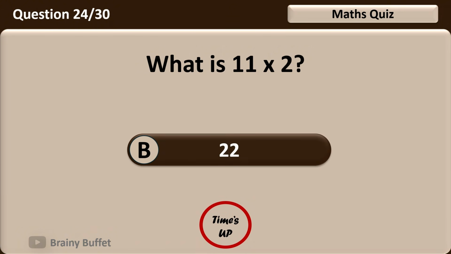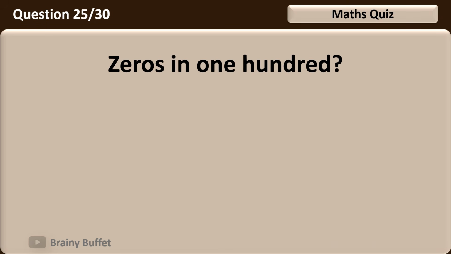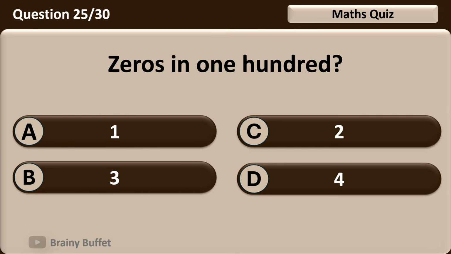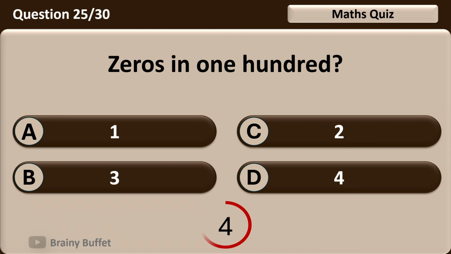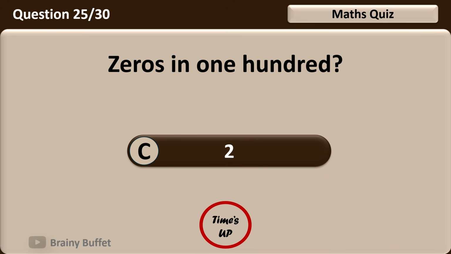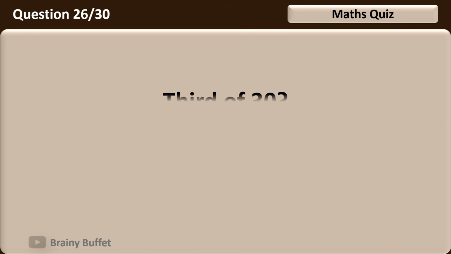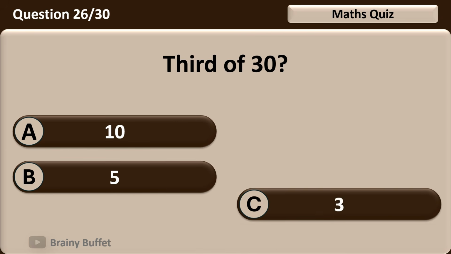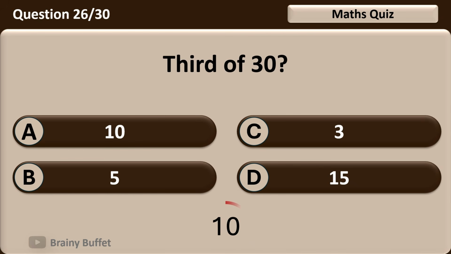The correct answer is option B, 22. Question 25. How many zeros are in 100? The correct answer is option C, 2. Question 26. What is a third of 30?